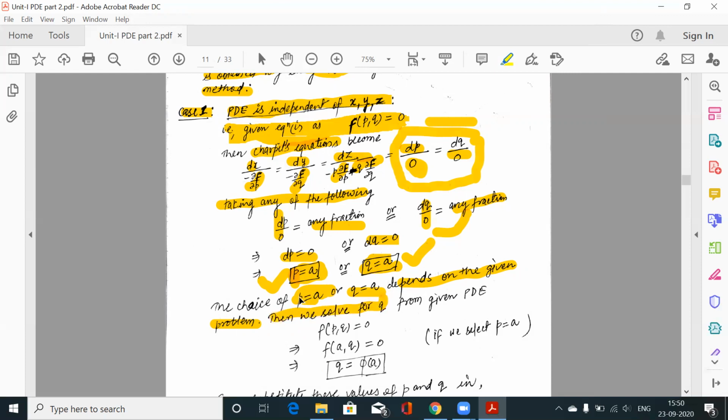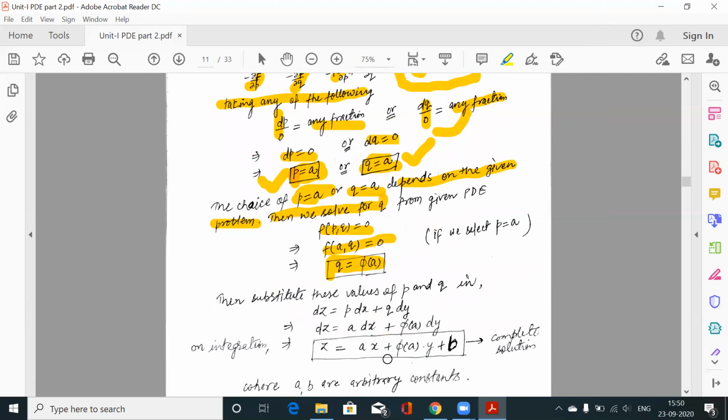Suppose I have selected p is equal to a, then I will substitute p is equal to a here. So we get f of a, q equal to 0. Now we can get the value of q from here, which is q equal to a function of a. Everything will go on the right hand side, so q will be in terms of a, because it contains two terms only, a and q. So whenever we solve it for q, we will get the value of q in terms of a. So suppose that is any function of a.